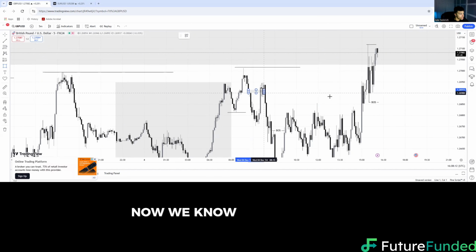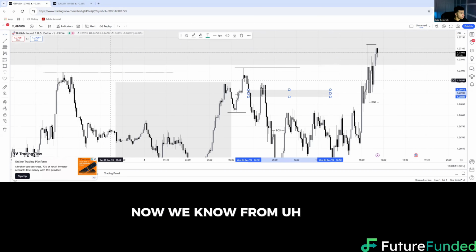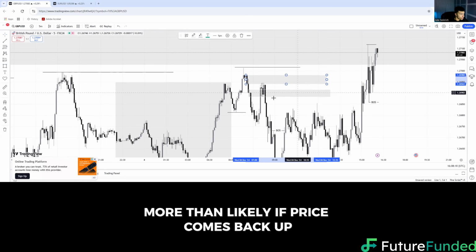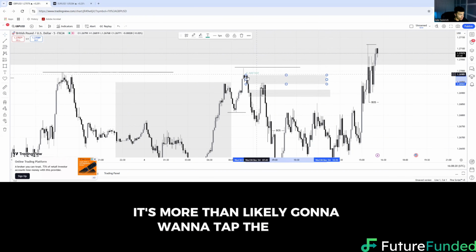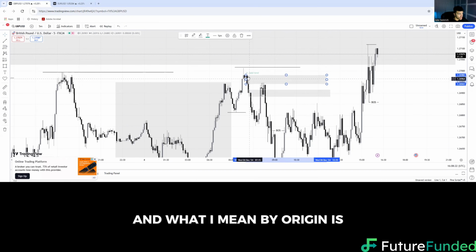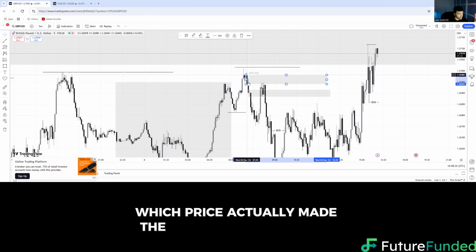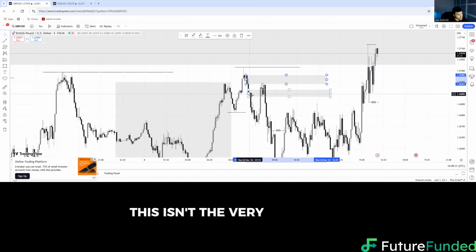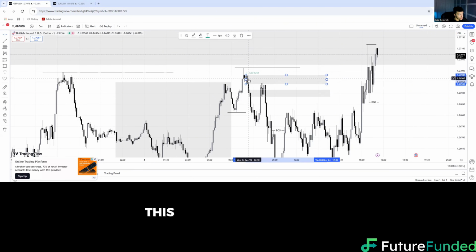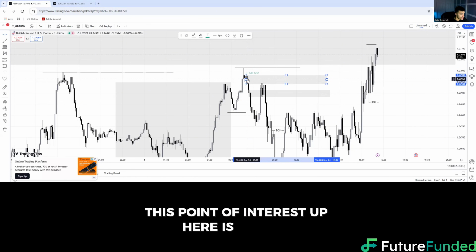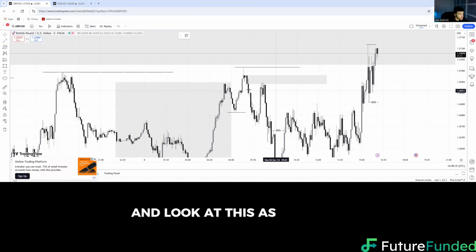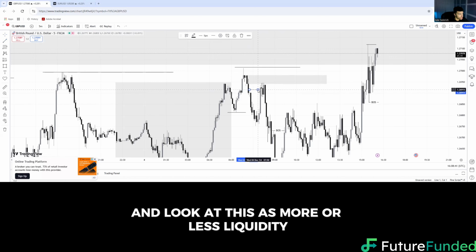Now we know from back testing and from data, more than likely if price comes back up, it's more than likely going to want to tap the origin. And what I mean by origin is the earliest point at which price actually made the move to the downside, the very thing that caused it in the first place. This isn't the very thing that caused it. This point of interest up here is. All right, so we can essentially just ignore this and look at this as more or less liquidity.